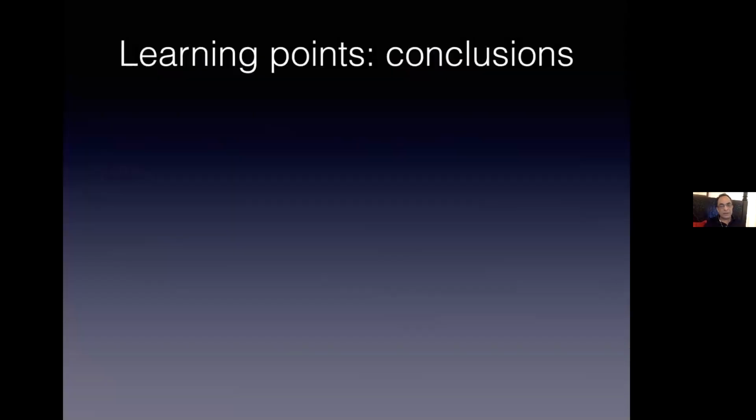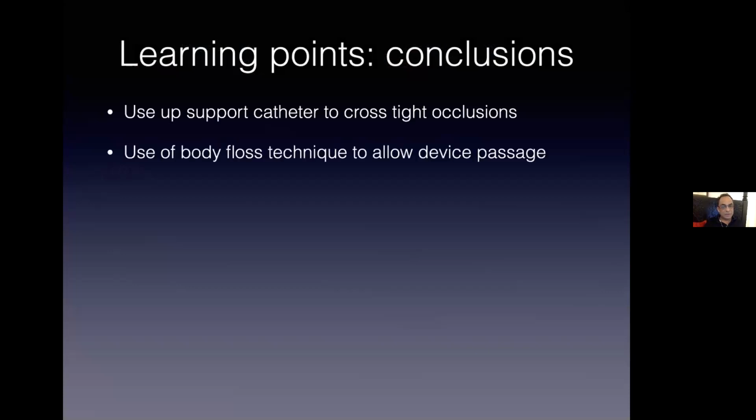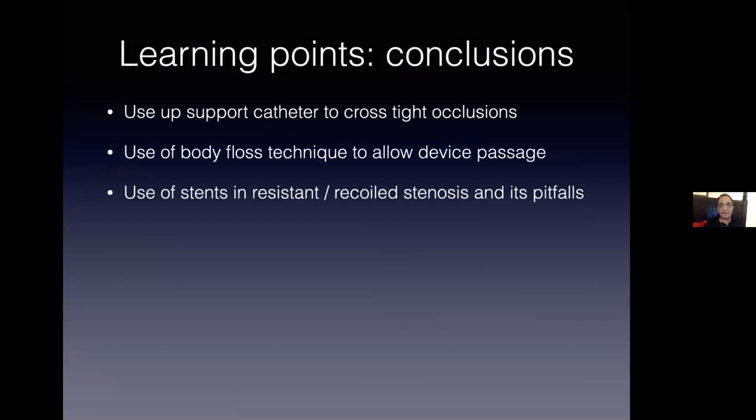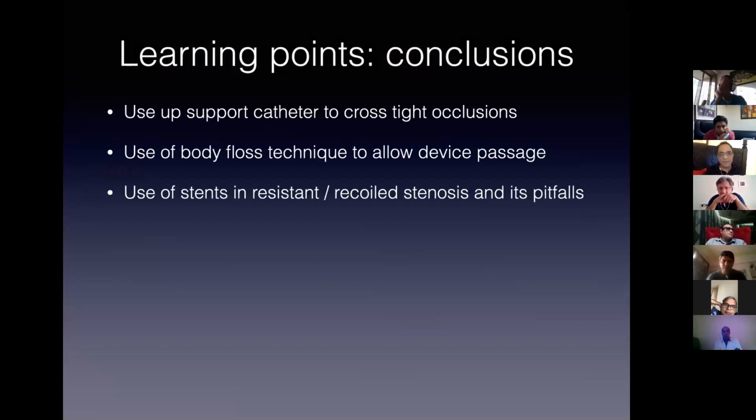So what are the learning points from this case? This one case actually gives you all the learning points that I was trying to talk about today. Use of support catheter to cross tight occlusions, use of the body flush technique to allow device passage, use of stents in resistant or recoiled stenosis and its pitfalls. I am not a great fan of stents.